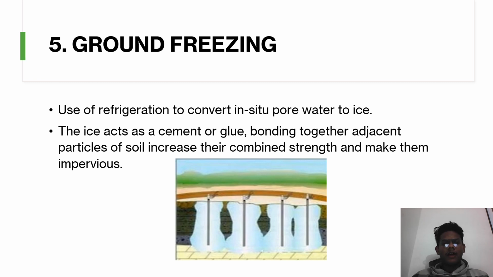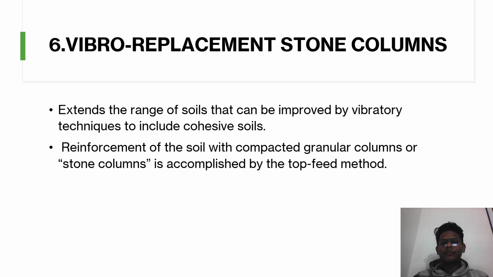Ground freezing: the use of refrigeration to convert in situ pore water to ice. The ice acts as a cement or glue, bonding together adjacent particles of soil, increasing their combined strength and making them impervious. Vibro replacement stone column extends the range of soil that can be improved by vibratory techniques to include cohesive soil.